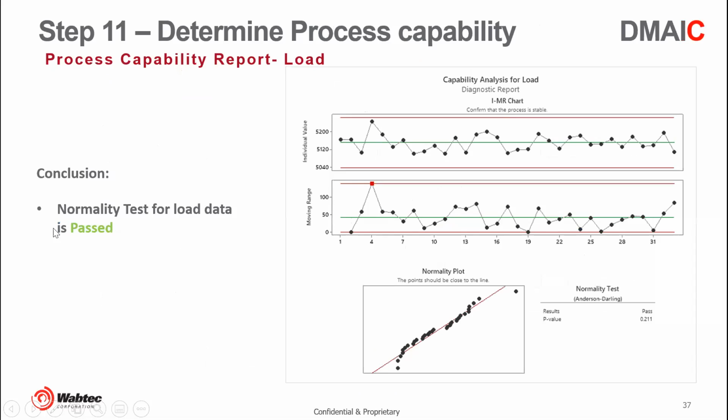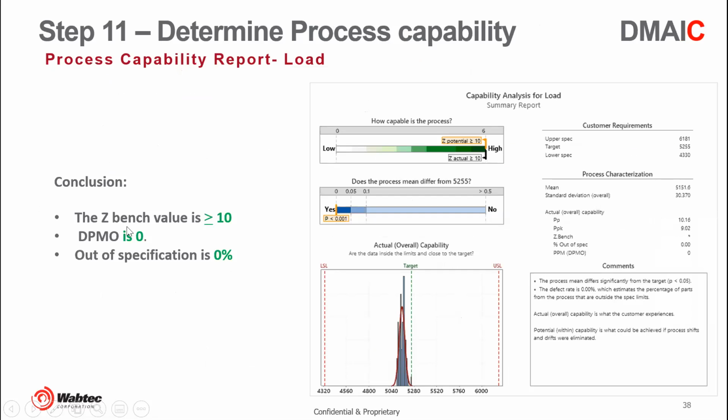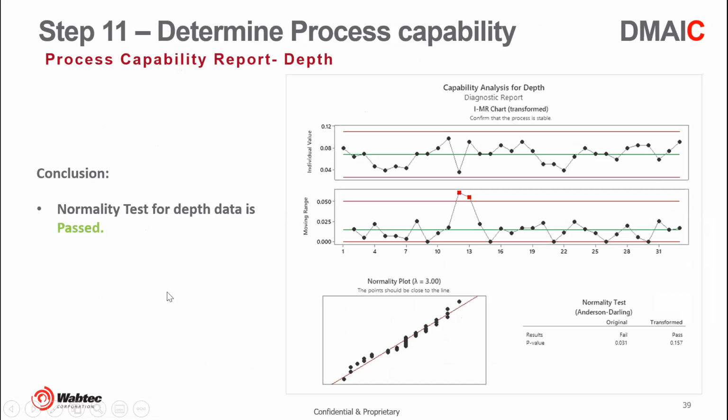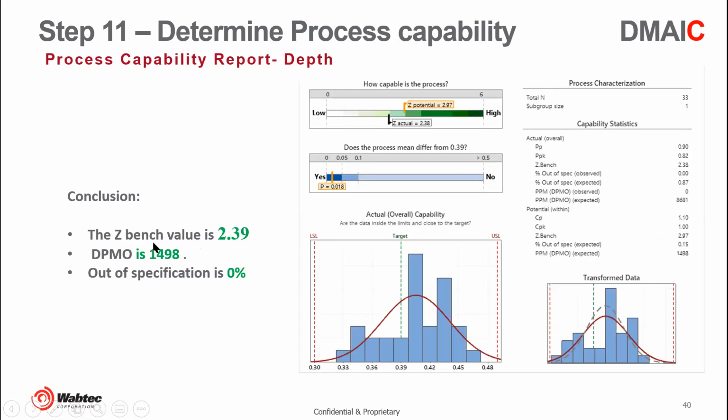And it also passed the normality test, and you can see the normality over here for load, and the Z value was greater than 10, DPMO was 0. You can see the process capability over here. PP went to 10.16, and PPK was also 9.02. And as I said, for depth also similarly we passed the normality test, and the Z value was 2.39, DPMO 14.1498, and 0 parts were out of specifications in this.